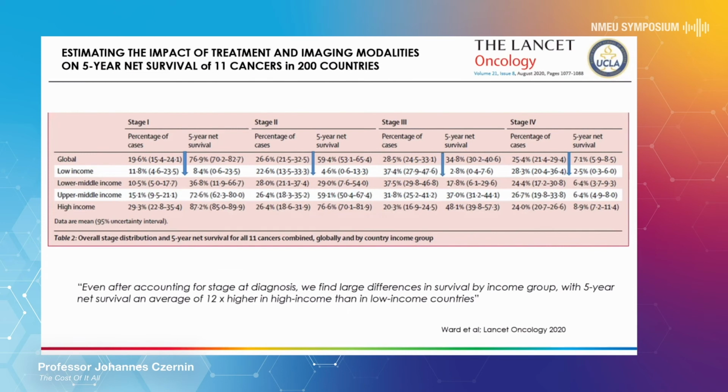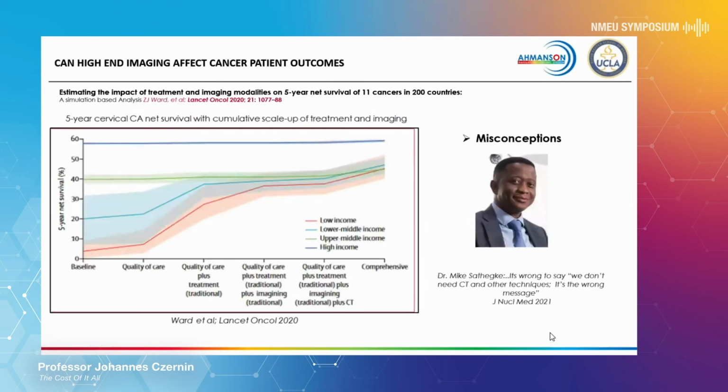And the authors concluded that even after accounting for stage of diagnosis, we find large differences in survival by income group, with 5-year net survival an average of 12 times higher in high income than in low income countries. How can this dramatic disparity be addressed? In the same paper, the authors modeled the impact of introducing quality of care standards, all treatment modalities, and advanced imaging modalities on 5-year survival in countries with varying income levels.